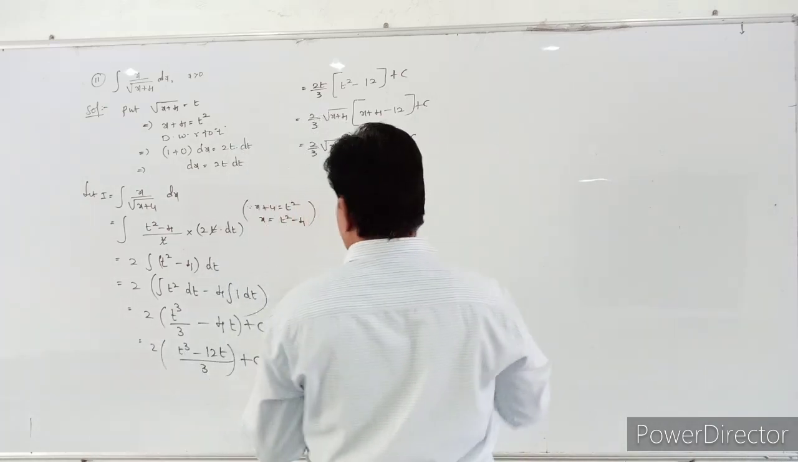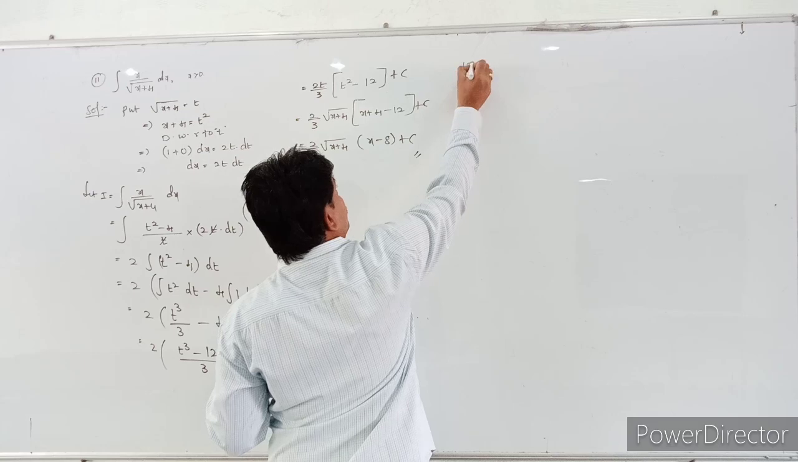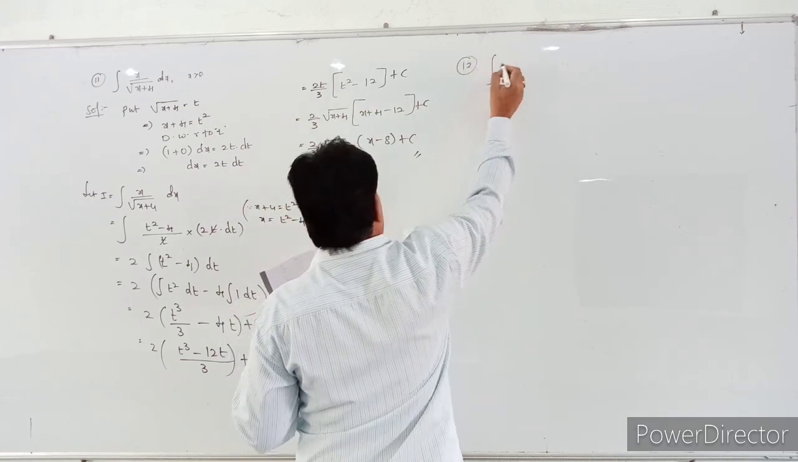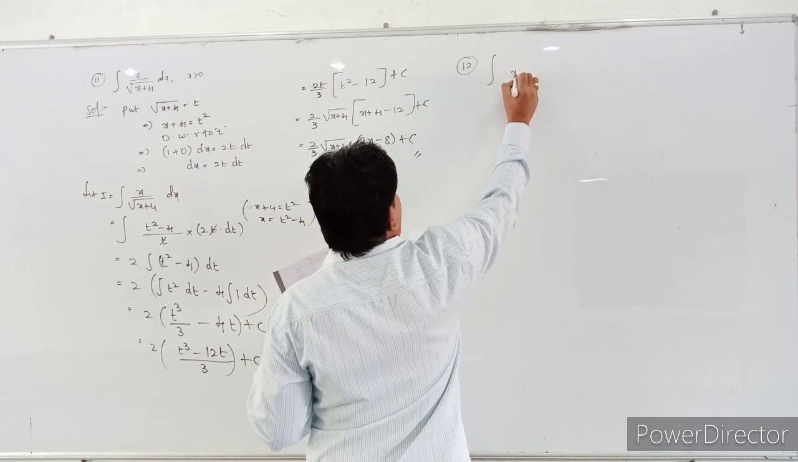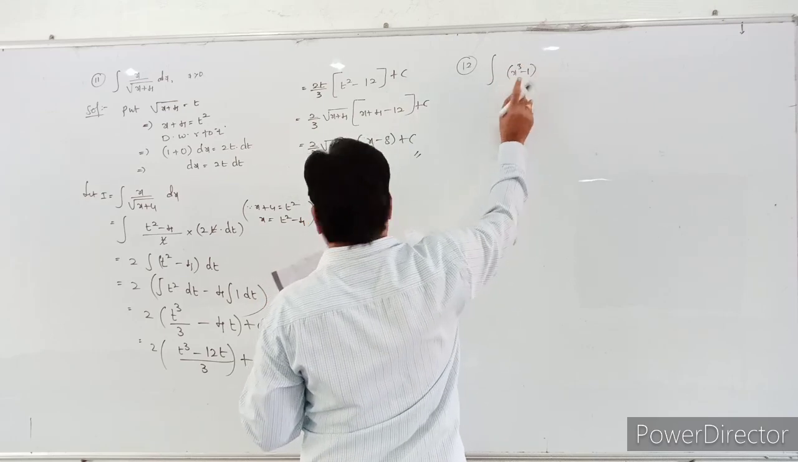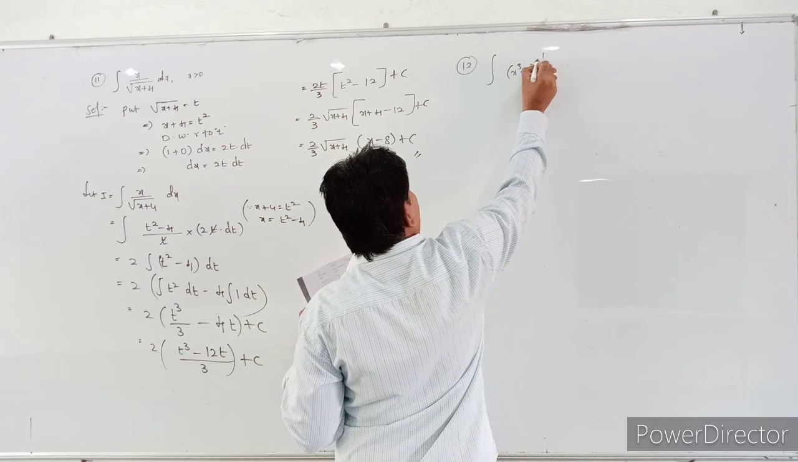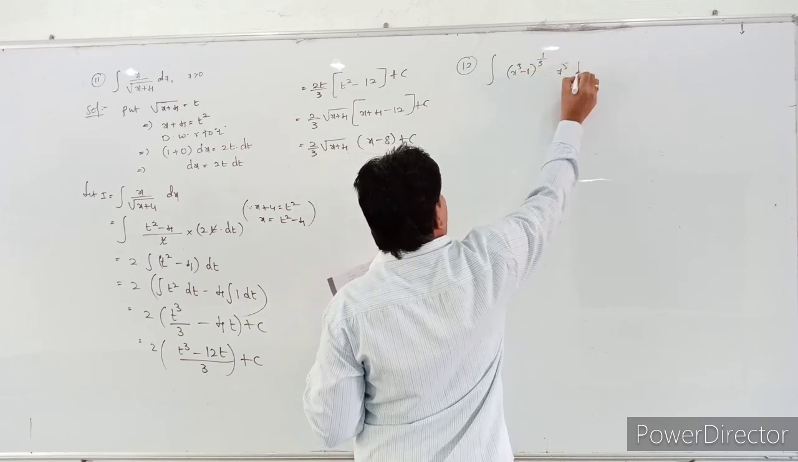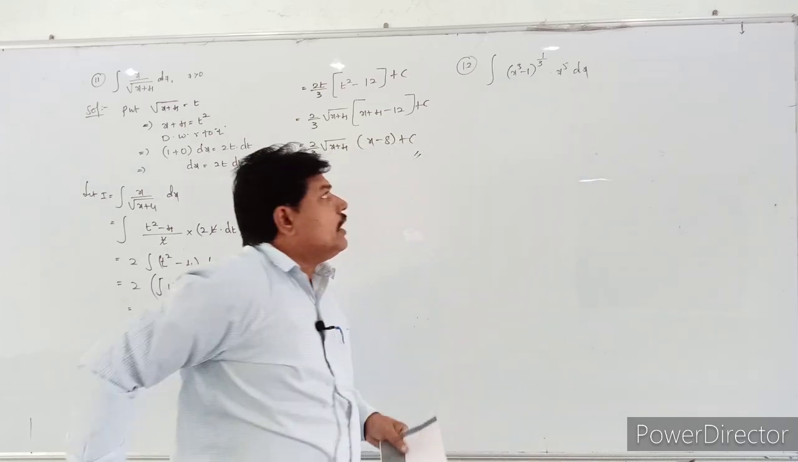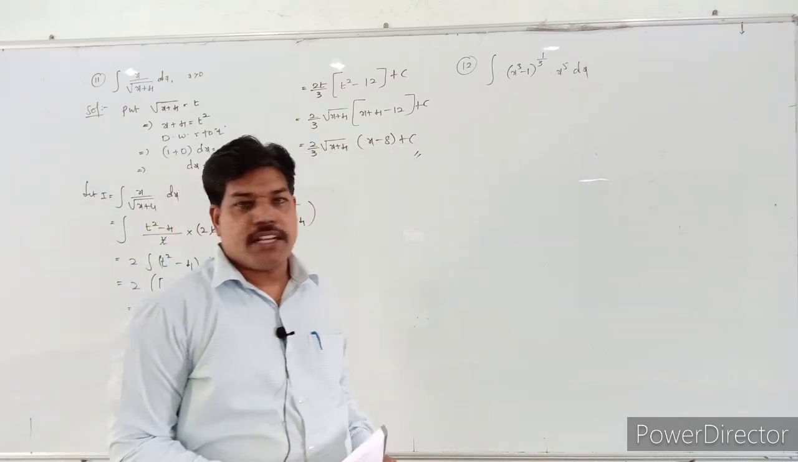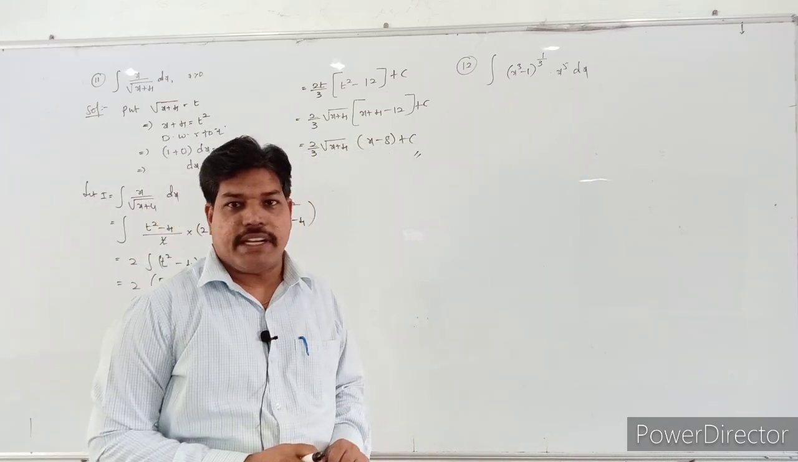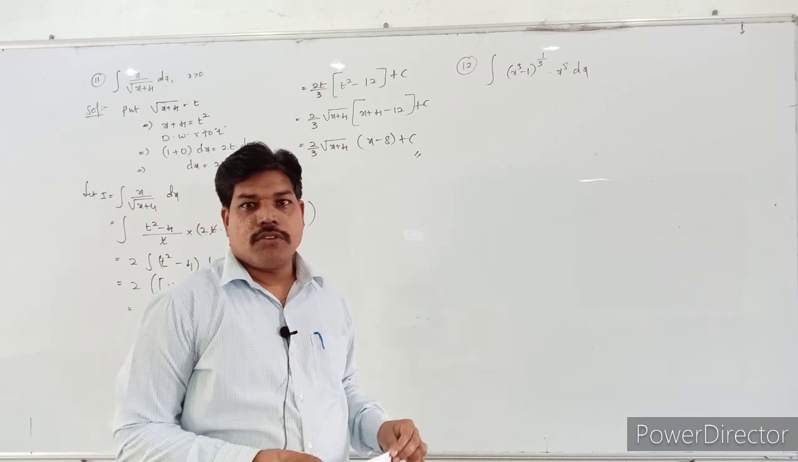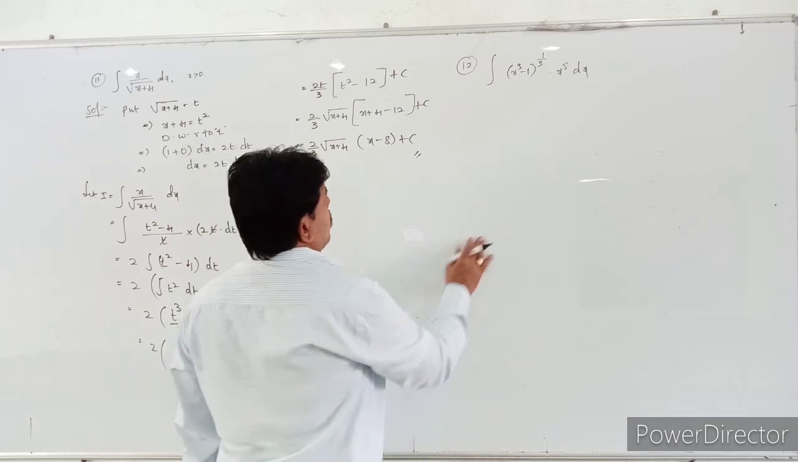See the next question, question number 12. The question is the integral of (x cube minus 1) whole power 1 by 3 into x power 5 into dx. See that question, students. So how to solve that?